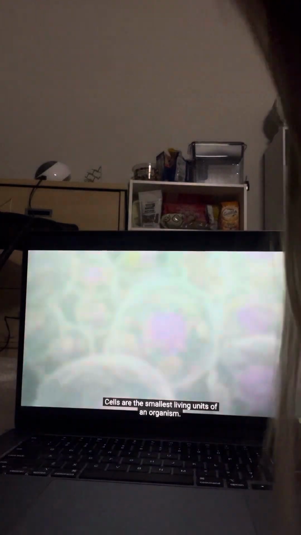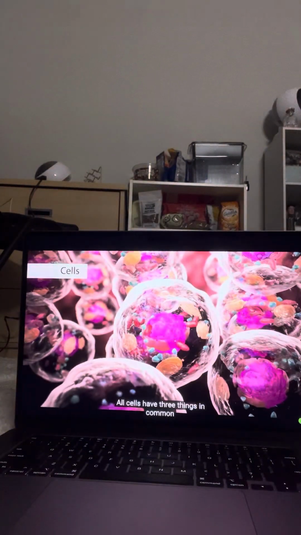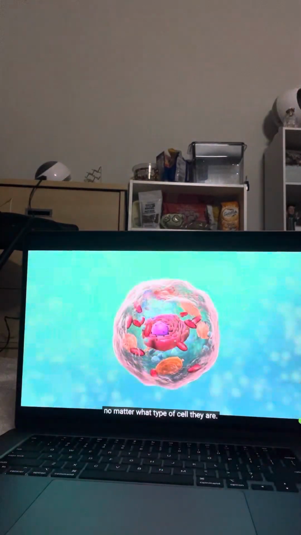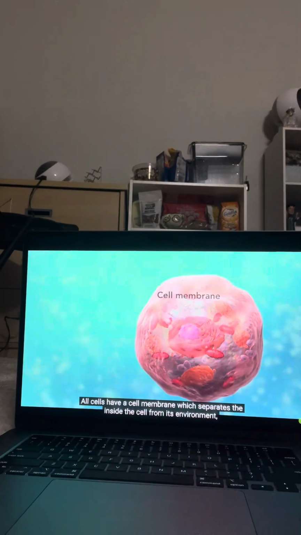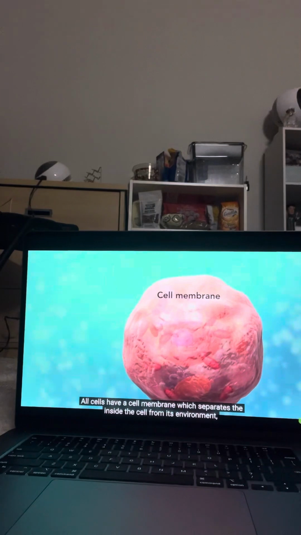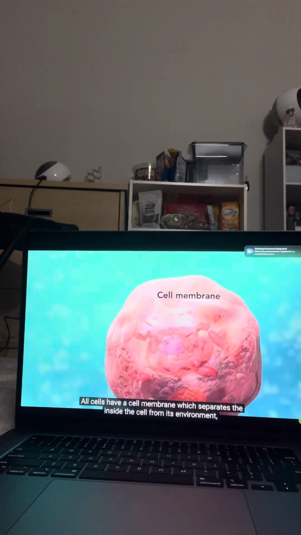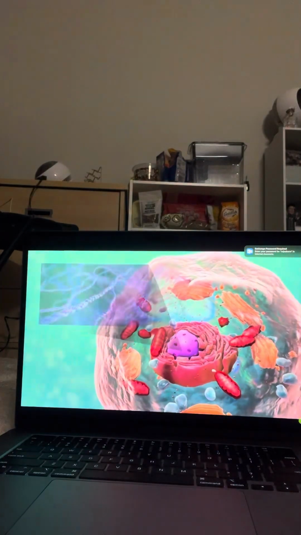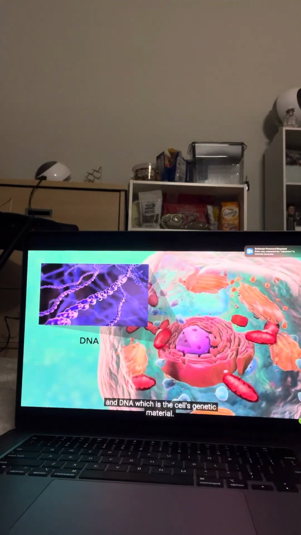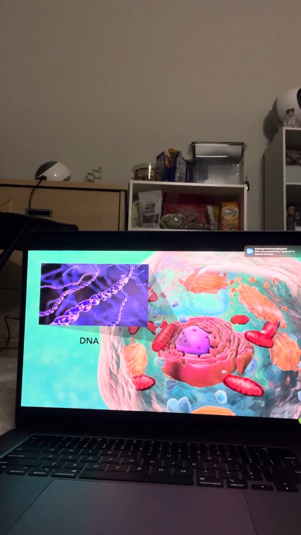Are you going? Okay. So, cells are known as the smallest subunits of living things. Every single cell has a cell membrane, and the cell membrane regulates the passage of molecules, ions, water, and oxygen in and out of the cell. A cytoplasm is a fluid-filled space where organelles are found, and DNA, which carries the genetic information.